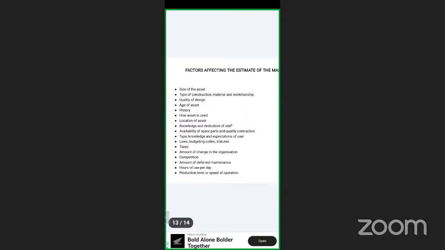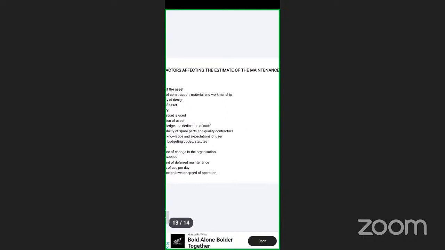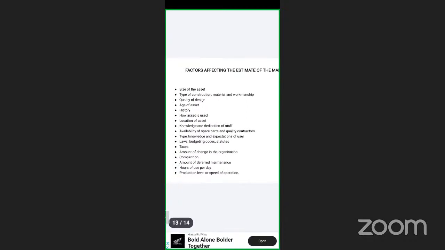How is the asset used? See, you must be driving, Mr. Kalyan. Sometimes people usually don't like to lend their car to someone else, they say that if it is run single-handedly, it will run more effectively, isn't it? So how is the asset used? Who is the one who is using the asset? How many people are operating the asset? So the estimate of the maintenance depends on all these things.